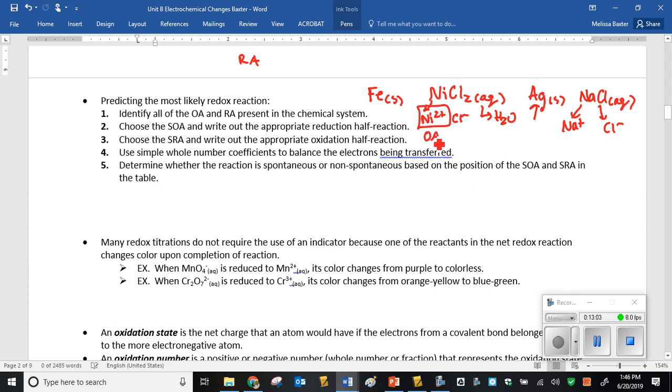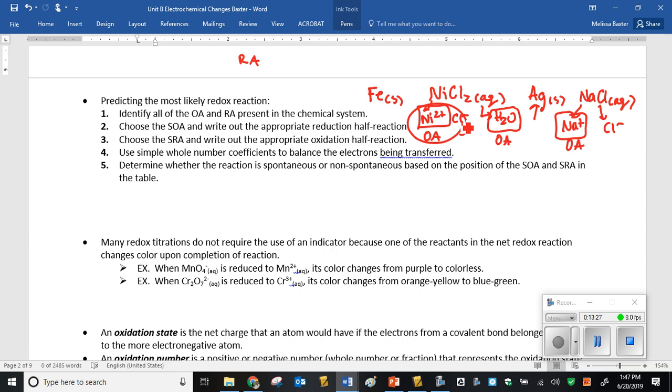It can act as an oxidizing agent. Sodium could also act as an oxidizing agent. Water could act as an oxidizing agent, but if you check their position in the data booklet, nickel is the highest, so it is it. That's going to be my oxidizing agent out of the stuff that I have there.